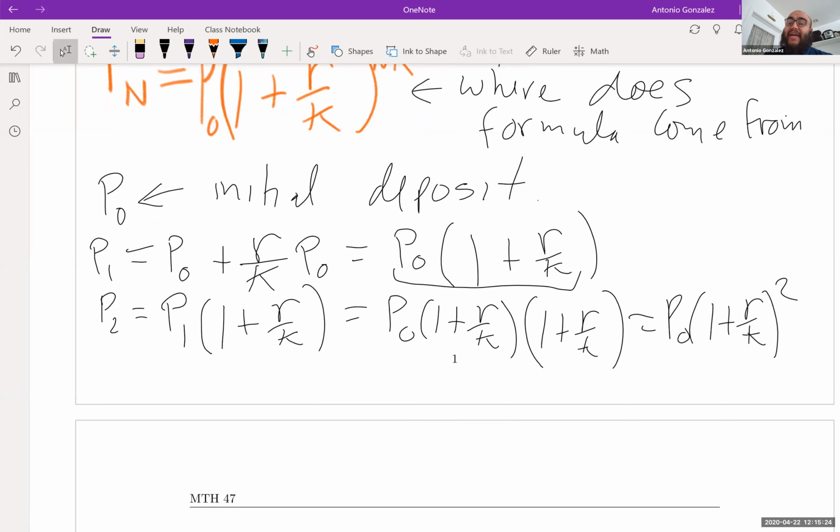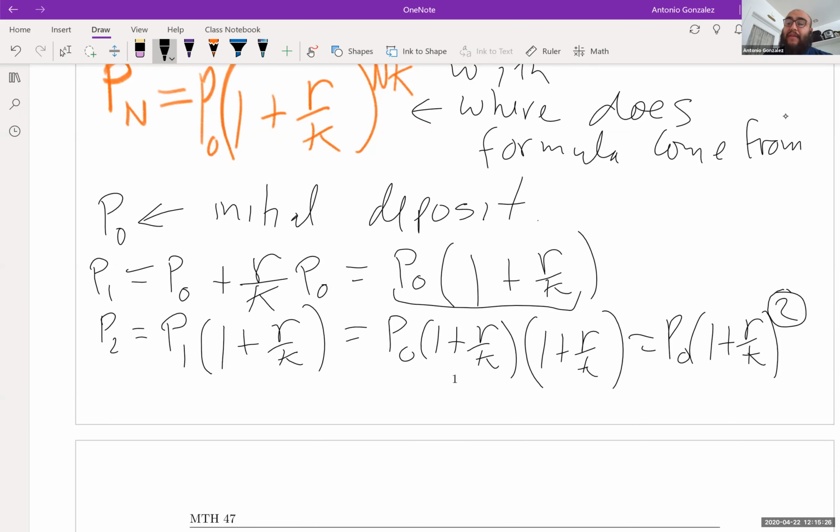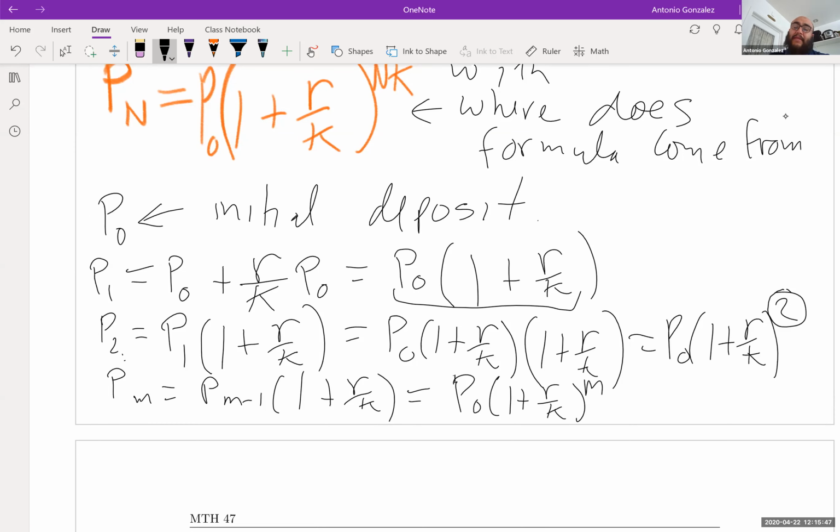And then you can see how you can build from this. In the nth compounding period, we get P of the previous period times 1 plus R over K. And then through some simplification, this turns out to be P0 times 1 plus R over K to the M, and then you switch the M to years times compounding periods per year. But that's where that formula comes from.